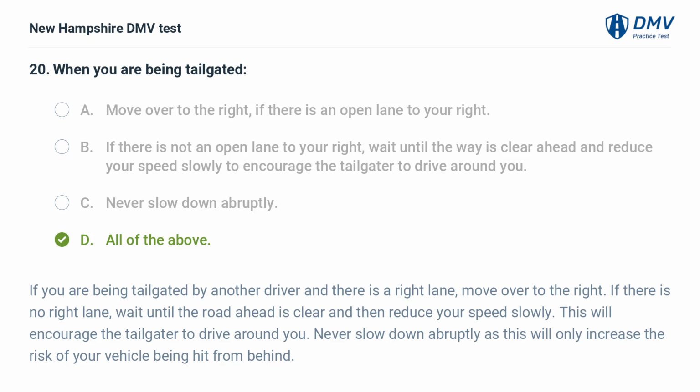If you are being tailgated by another driver and there is a right lane, move over to the right. If there is no right lane, wait until the road ahead is clear and then reduce your speed slowly. This will encourage the tailgater to drive around you. Never slow down abruptly, as this will only increase the risk of your vehicle being hit from behind.